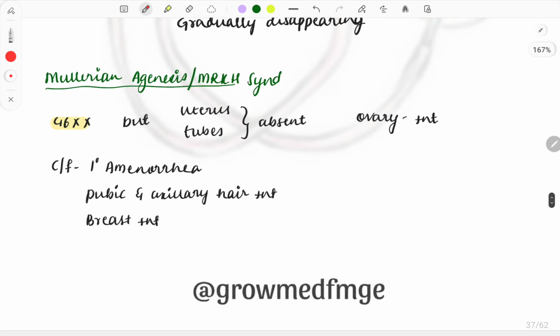Then Mullerian agenesis, which is also called the MRKH syndrome. So what happens in this syndrome is how you will identify it.